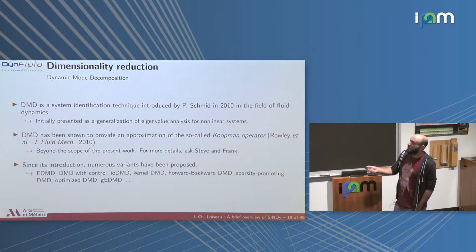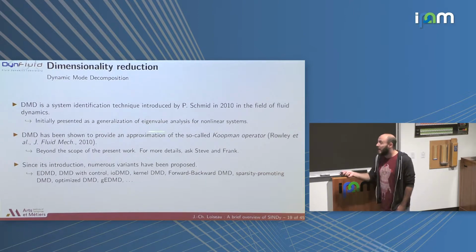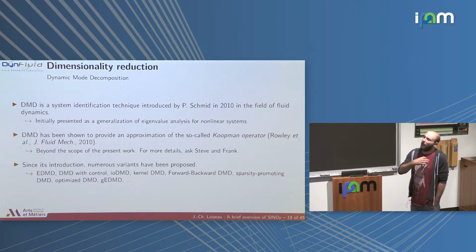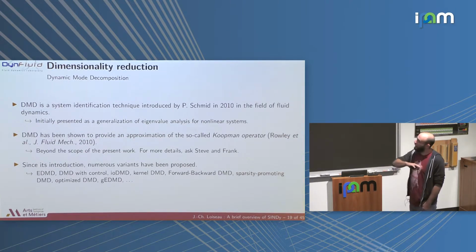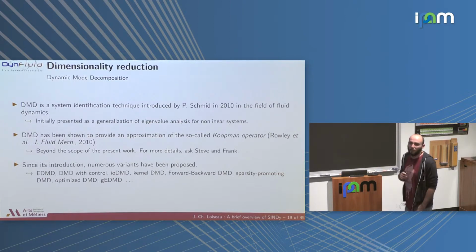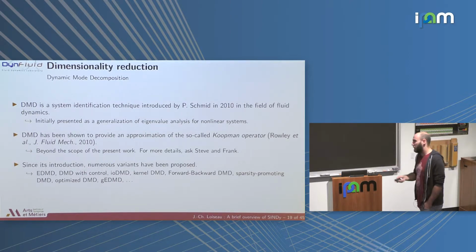So DMD is basically a system identification technique that was introduced by Peter in 2010 in fluid mechanics, and initially was presented as some kind of generalization of eigenvalue analysis, but for nonlinear systems. But since then, it has been shown to provide an approximation of the Koopman operator, a fantastic theoretical mathematical field, way beyond the scope of what we're going to do. If you ask a question, just ask Steve. He's the Koopman guy. And since then, there have been numerous variants.